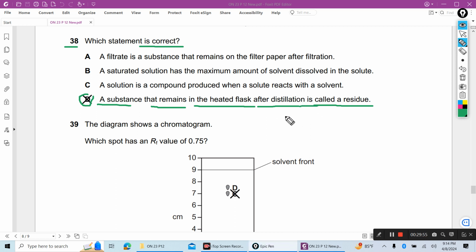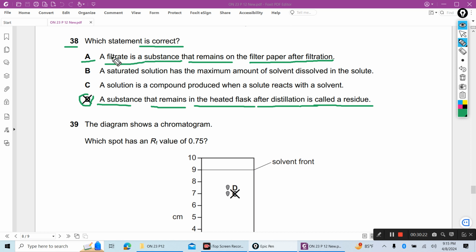In distillation, the liquid is separated and the solid, or the substance with the higher boiling point, remains in the flask. This is called residue. Why is A wrong? A filtrate is a substance that remains on the filter paper after filtration. No, this is called residue, not filtrate.